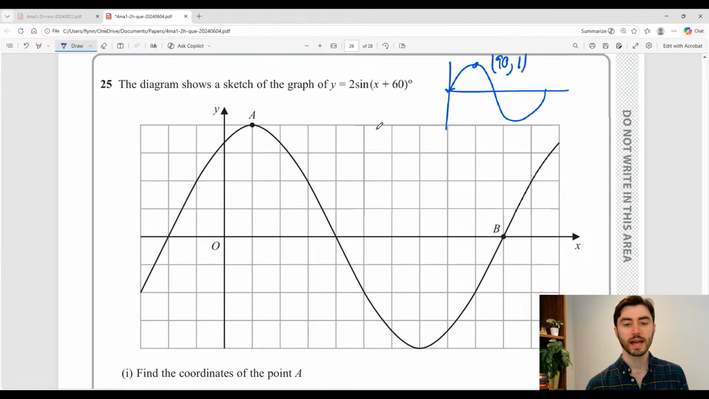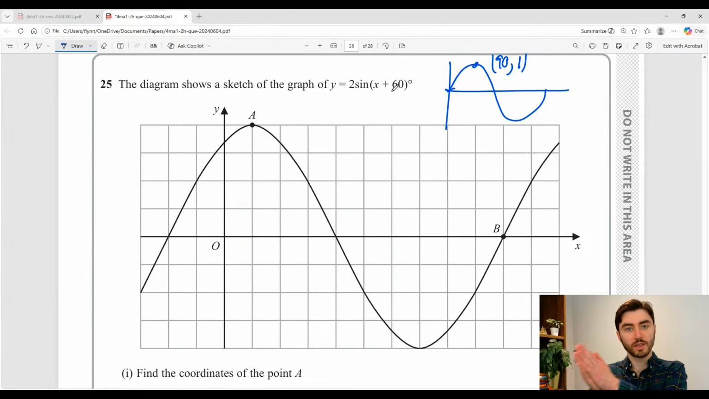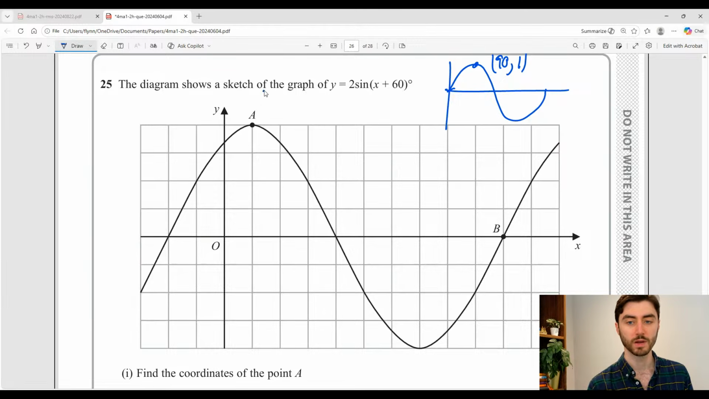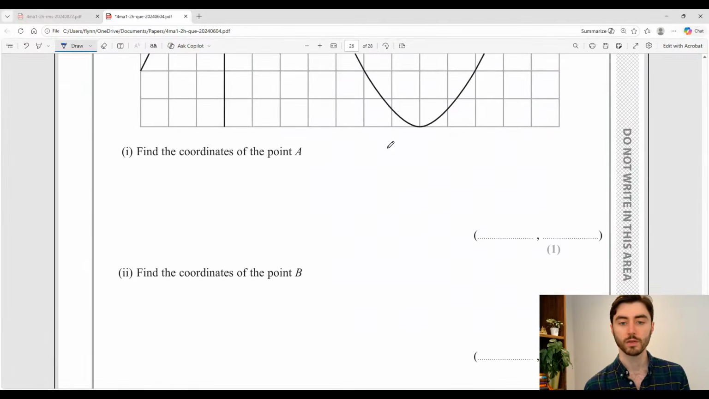Now, what's going to happen here? Well, the 2, and then we're sort of transforming it. So the x plus 60 moves everything to the left by 60, and the 2 multiplies all the y values by 2. So I would expect this to be 30, which is 90 minus 60, and then 2, which is 1 times 2. So 30 and 2.